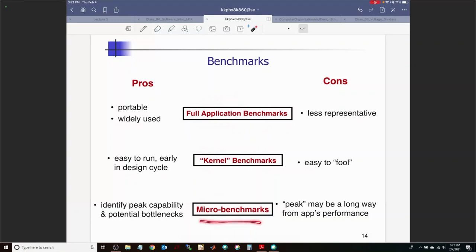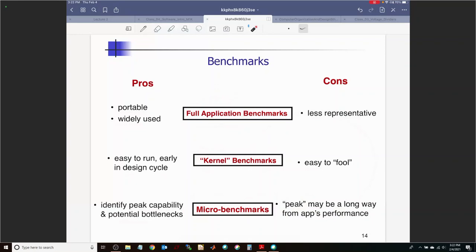But if you go all the way down to the micro benchmarks, how fast are things working out? Then you can identify the peak capability, and you can identify the potential bottlenecks. One problem with that peak capability is that peak may be a long way from application performance. This is talking about how those instructions get executed all the way down at the micro level. However, that might not indicate what is happening, so it might not give you the best assessment of the application's performance.